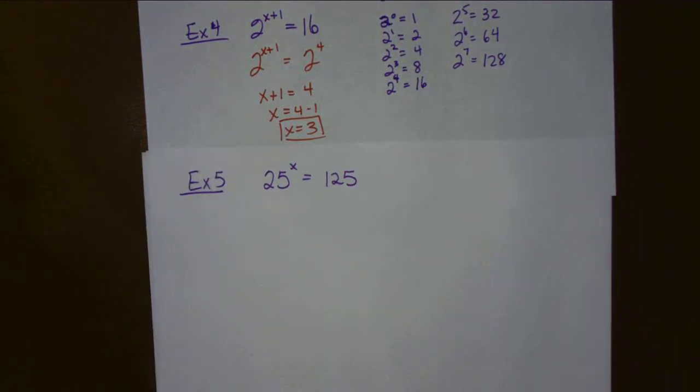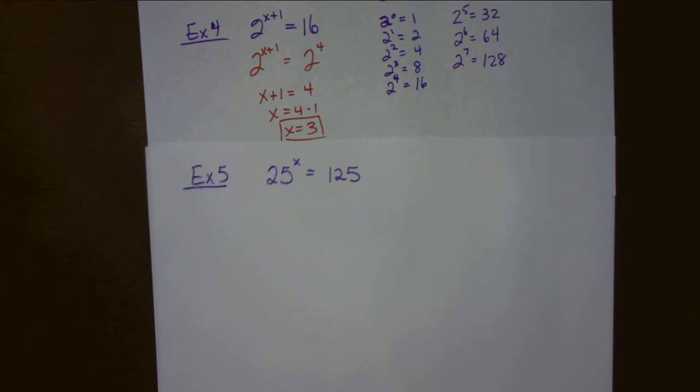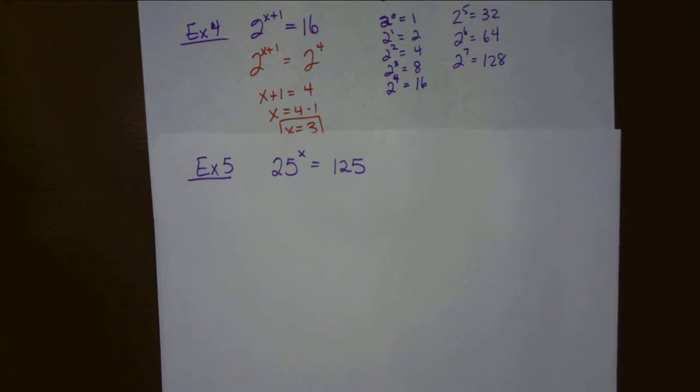Okay, so this one's a little different. What base do you think we might want to make both sides equal? 25. Thank you, because that's the wrong answer. I always like the wrong answer. I wanted you to think it was 25, and that's why I asked. So when you get something wrong, you never get it wrong again. I like you to get it wrong in class where it's safe to get it wrong, on a test it's not so good.